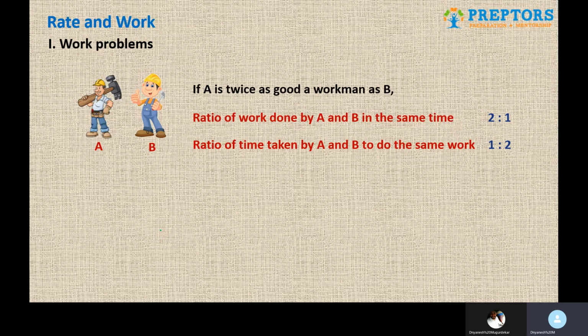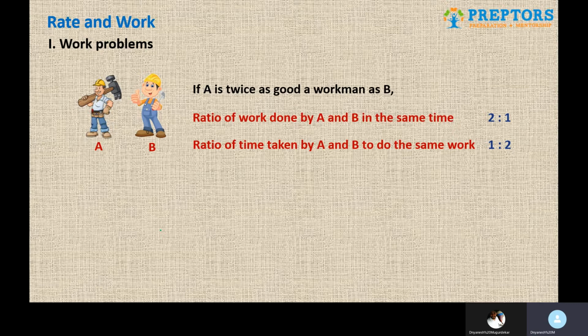Now what else that they can change up here is that instead of saying twice as good, they might say A is 1/3 as good a workman as B, and A is 6 times as good a workman as B, and so on. So all you should be able to do is just figure out the ratio of work done from that statement, and then whatever is the ratio of work done, you take the inverse of that and you get the ratio of time taken. This is one way of defining the efficiency.